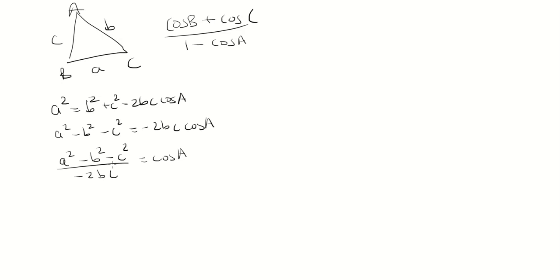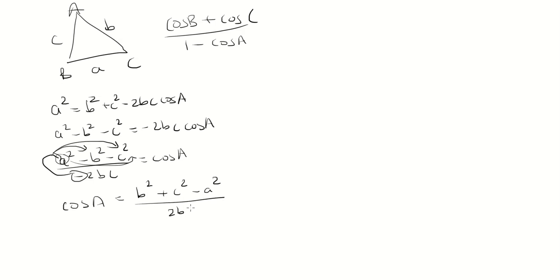But I'm going to rewrite cosine A by taking this negative and distributing it to all three of these terms, and rearranging it so that the a squared will go at the end. We have b squared plus c squared minus a squared all over 2bc.